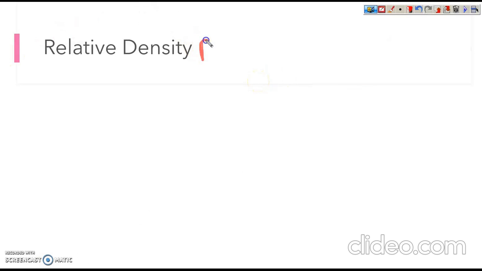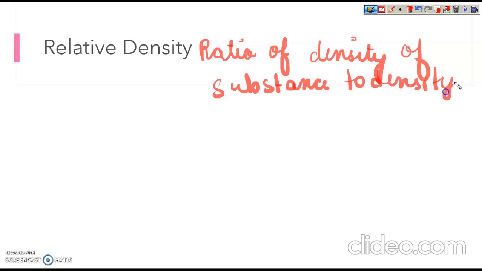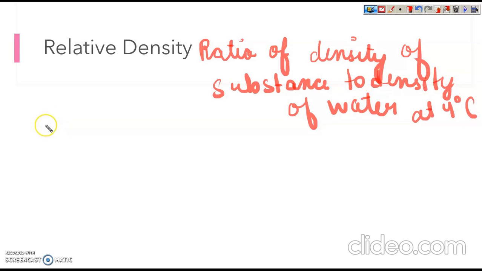Relative density is the ratio of the density of the substance to the density of water. Ratio of density of substance to density of water at 4 degrees Celsius. So we can write RD for relative density.